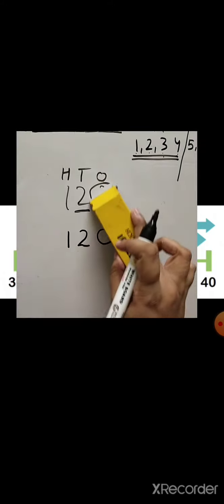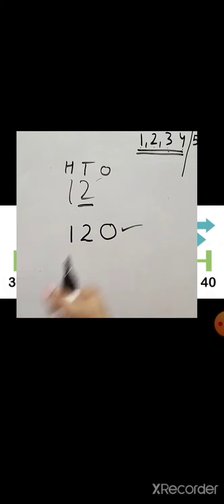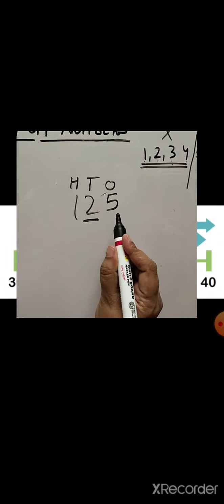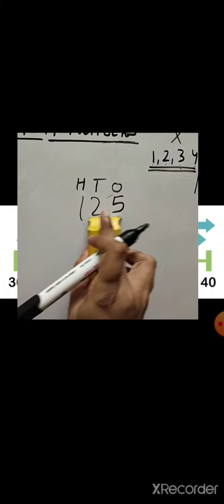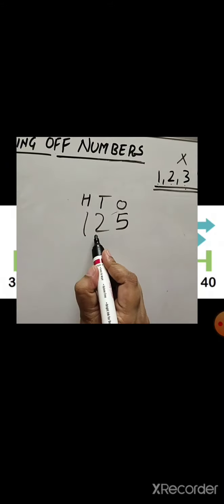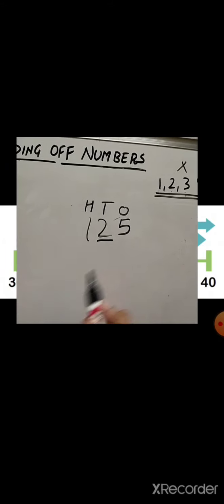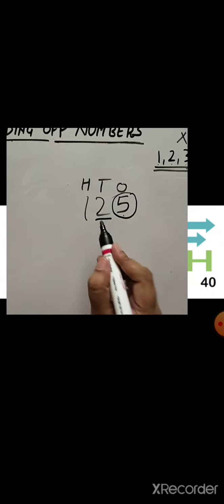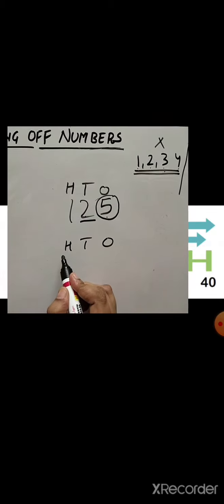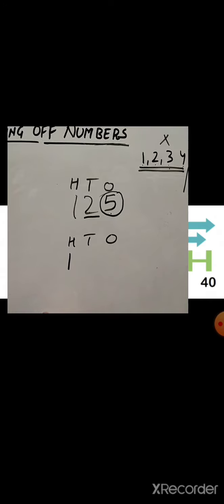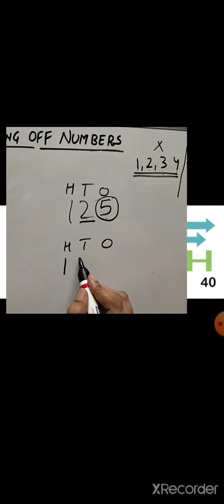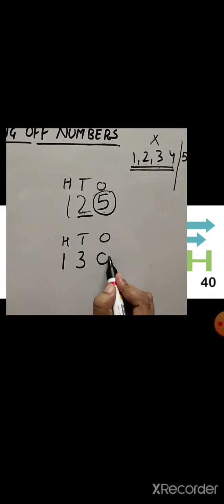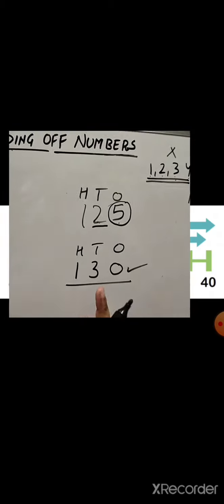Okay. Now let us see what happens if this number becomes 5. If this number becomes 5, again we are rounding off to the tens place. So we will underline tens place. Correct? And we will look at ones place. Now in ones place 5 is there. That means this number will change. Okay. So will the hundreds number change? No, it will remain the same. And this number will be 2 plus 1, 3 and ones place will become 0. This is how it is rounded off.